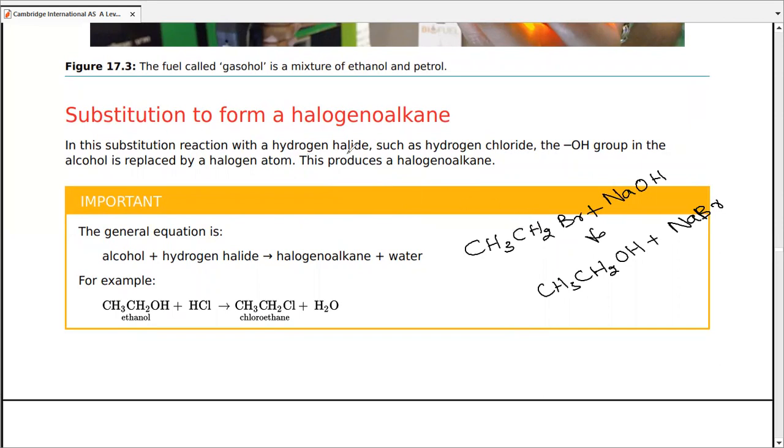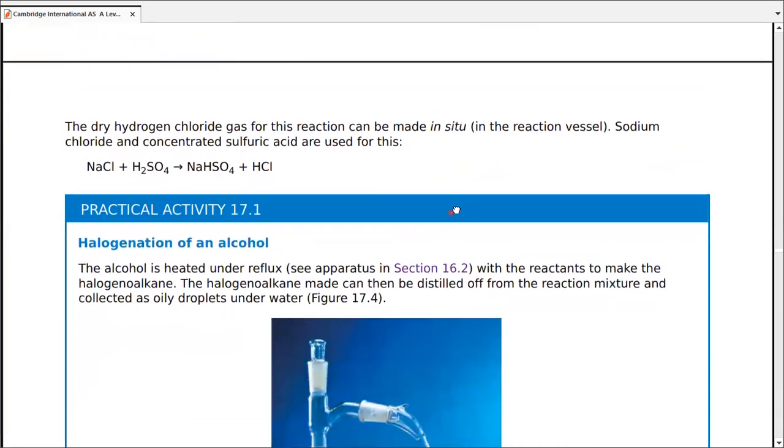Now, this nucleophilic substitution will be done with a hydrogen halide, such as hydrogen chloride. The OH group would be replaced by a halogen atom. This produces a halogen alkane for us. So this is the way that we can convert it back into a halogen alkane. This HCl can convert it to chloroethane. If you're going to use HBr, bromoethane. In a similar way, we can convert it into any kind of halogen alkane that we like. So the example only talks about chloroalkane.